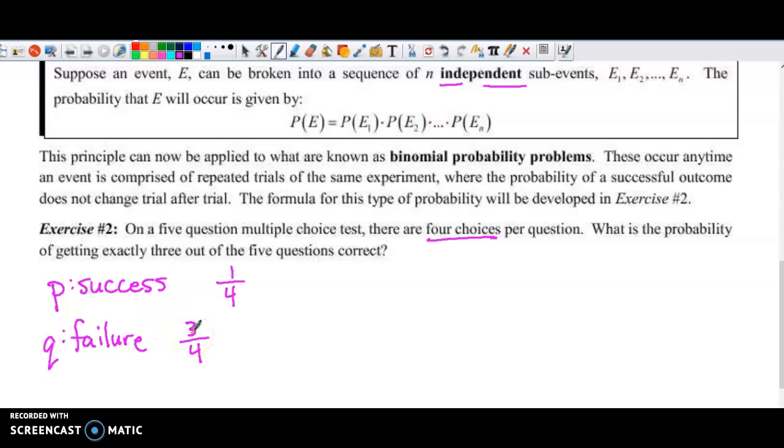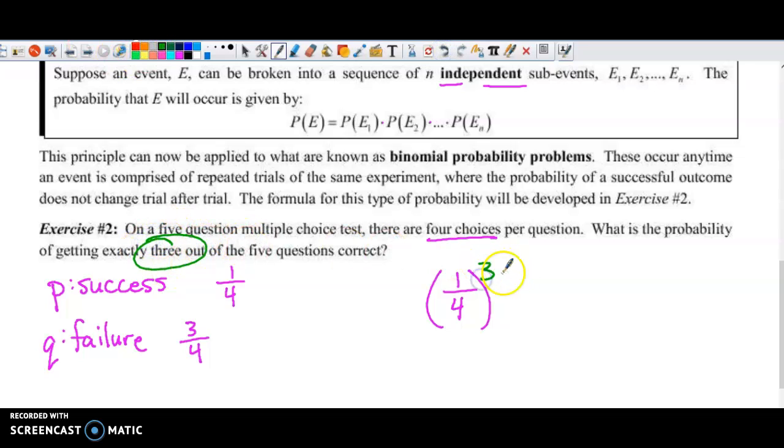So when they ask you to find the probability of getting exactly 3 out of the 5 questions correct, what they want you to do is think about, okay, well, I want to succeed. We want 3 of them to be correct. Let me change colors just to emphasize where I'm getting this 3 from.